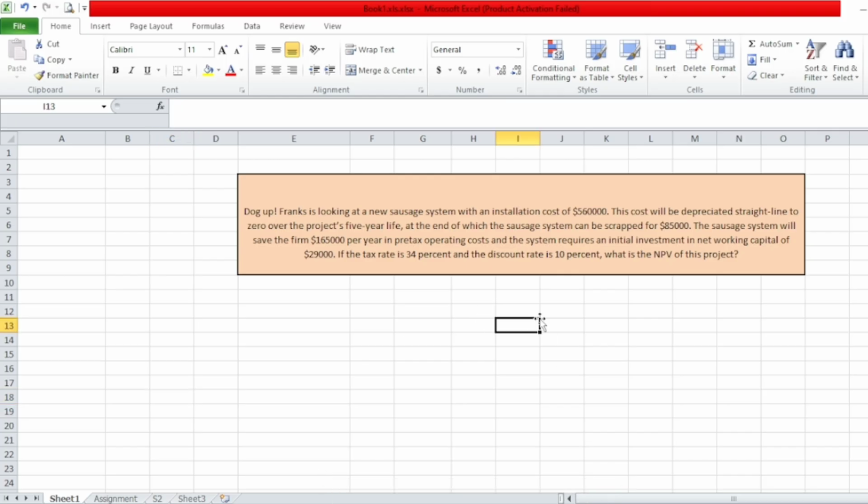As you can see on the Excel sheet, I have already attached the question. First, we will carefully read the question and identify all the relevant information needed to solve the problem.